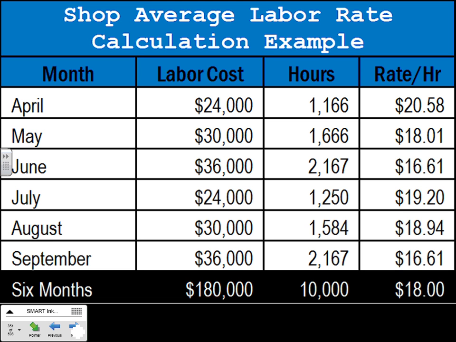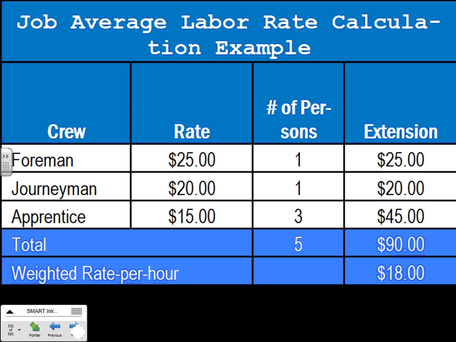Very easy. Keep track of all your hours over 6 months, all your dollars over 6 months, add them up, and divide the dollars by the hours. That gives you 18 based on this job. Okay, the second one, so we have job average.